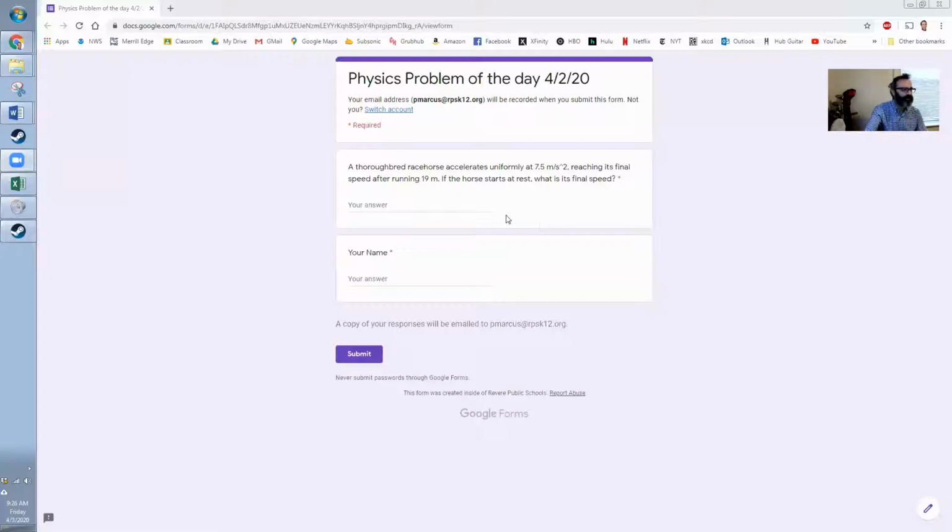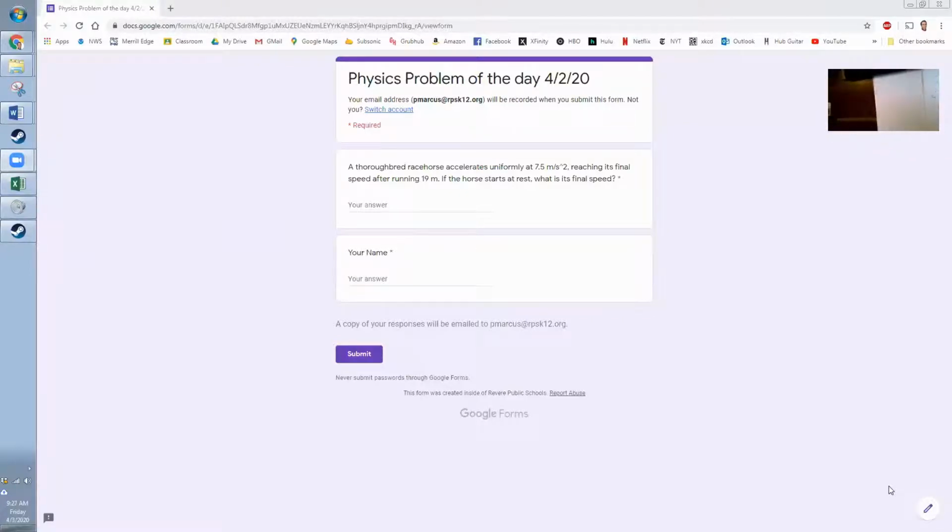Okay, so hopefully you can see the problem of the day here. Let me know if you can't. It says a thoroughbred racehorse accelerates uniformly at 7.5 meters per second squared, reaching its final speed after running 19 meters. If the horse starts at rest, what's its final speed?